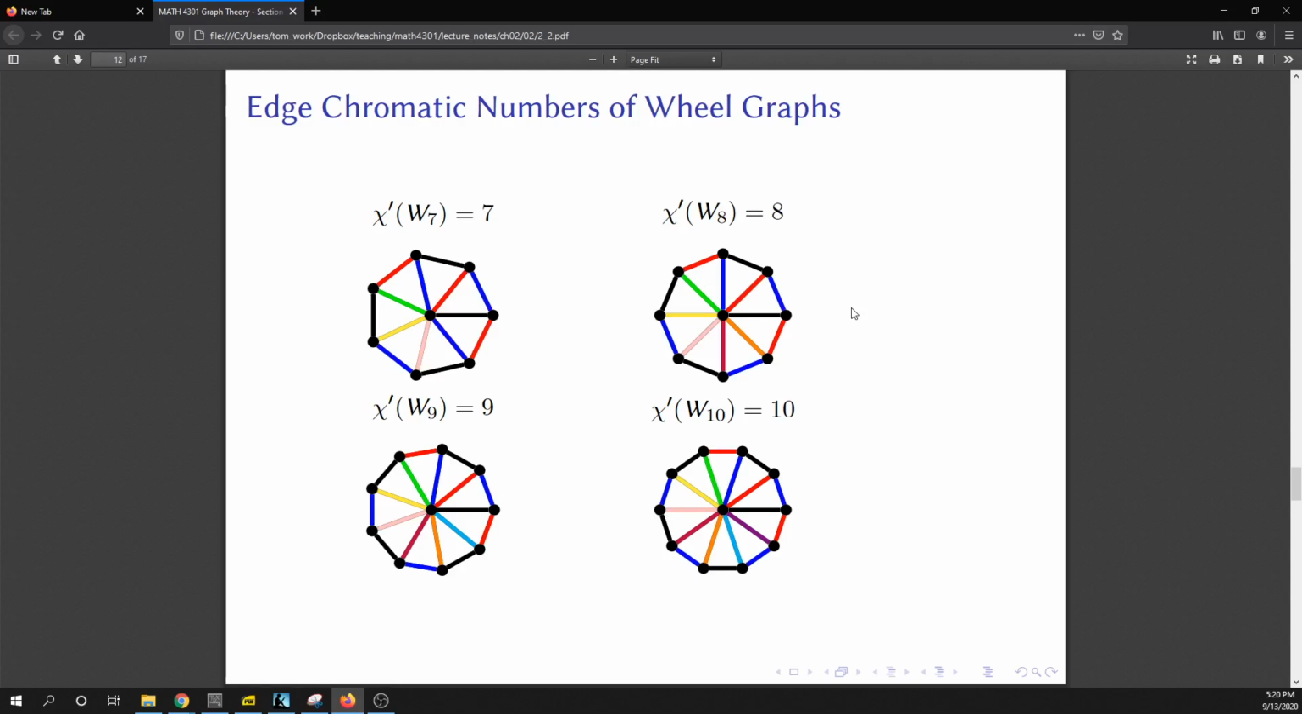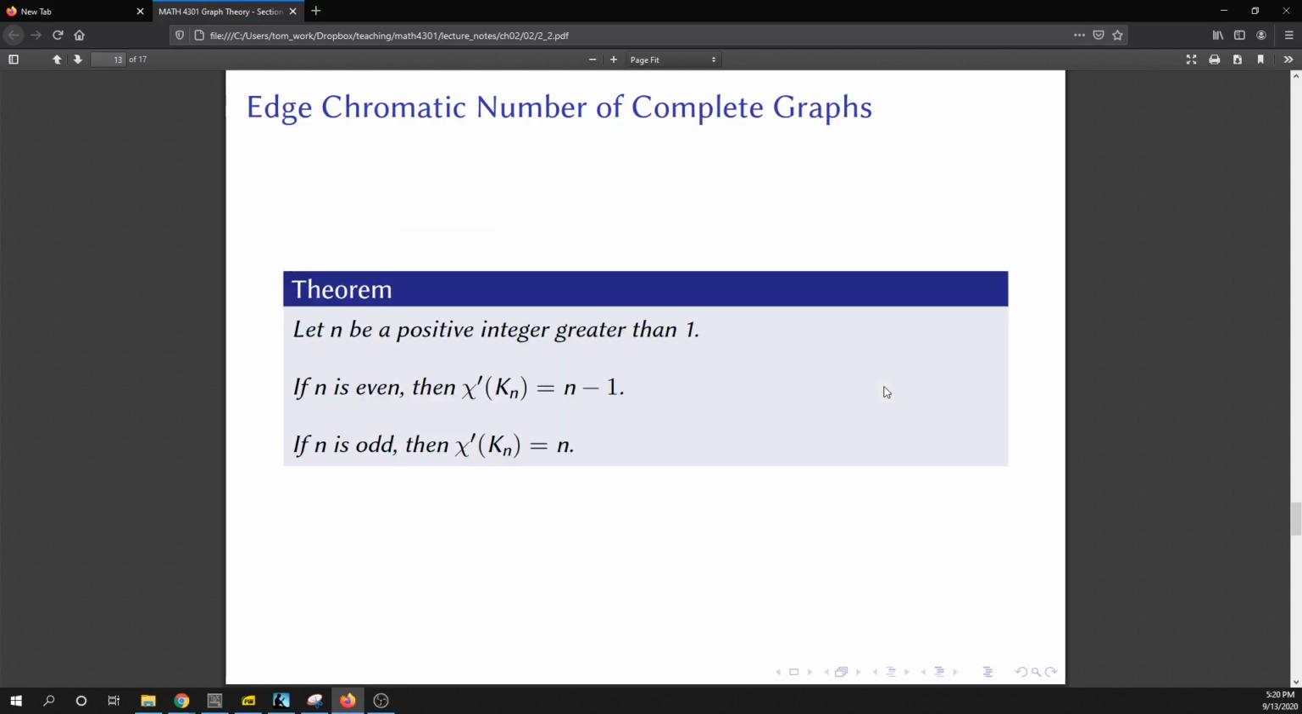Using that theorem 2.2.1 that says that the edge chromatic number has to be greater than or equal to the max degree, and then just showing a coloring of that. So it's, again, pretty straightforward. With the complete graphs, it is not as straightforward, okay? So I'm going to go ahead and just talk about this theorem, and then I'll prove it in a subsequent video.